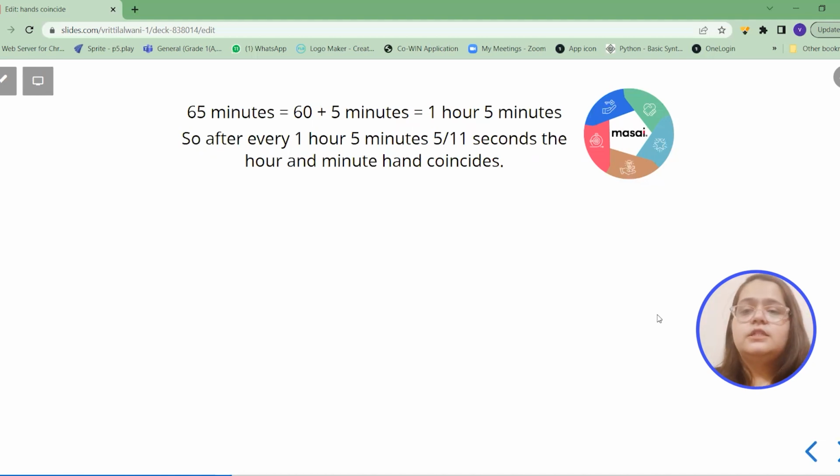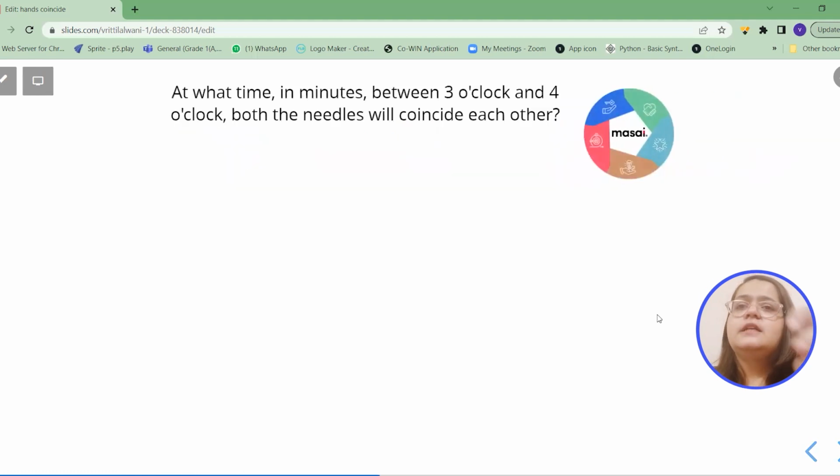That is, when the clock starts ticking, then at 1 o'clock, 5 minutes, 5 by 11 seconds, the hour and minute hand would be together. Now they will again start moving. They again have to cross all the divisions. So when will they coincide again? If you want to find it between 2 and 3, we will take the same number, that is 1, 5, 5 by 11, and multiply that by 2. There could be any type of questions like this.